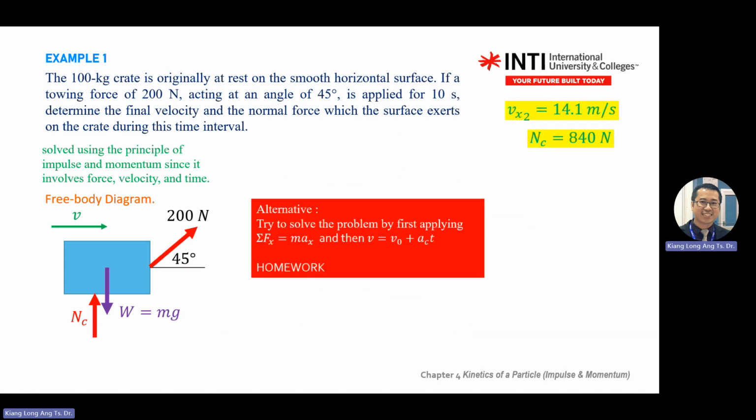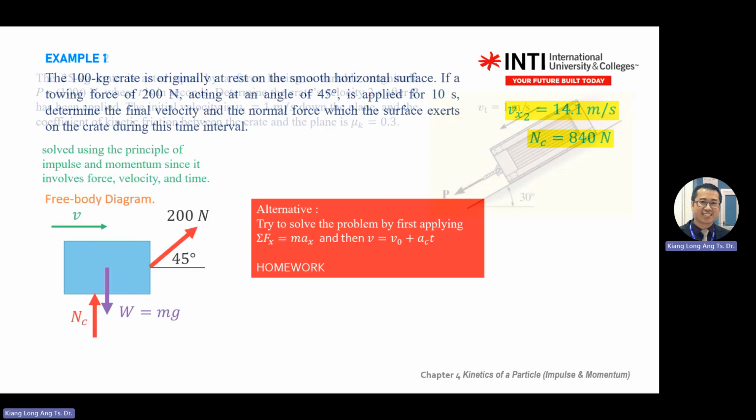You can also solve using chapter 3, chapter 2 or chapter 1 questions: F equals ma, and you use V equals Vo plus At, because the acceleration is constant, because your force is constant. You can arrive at the same answer also. But this is using the principle of linear impulse and momentum.